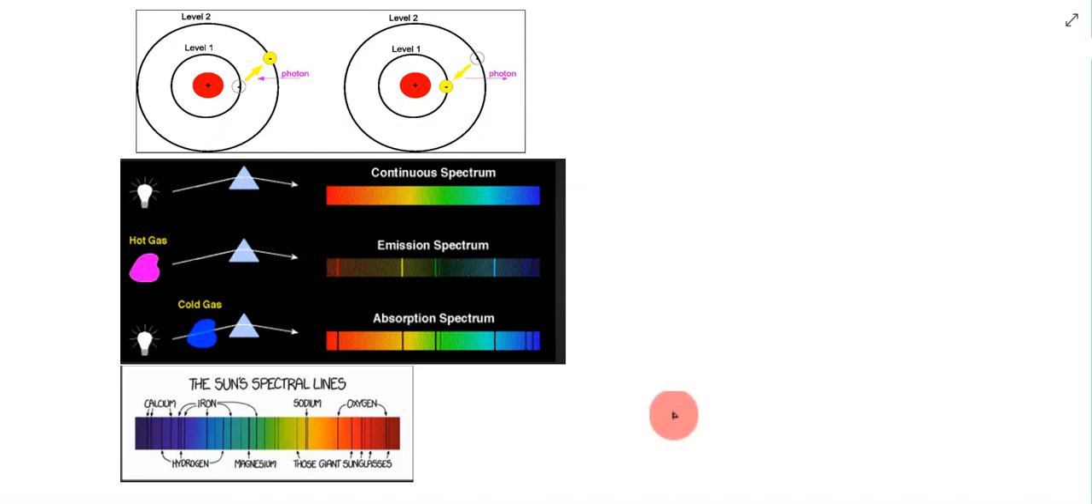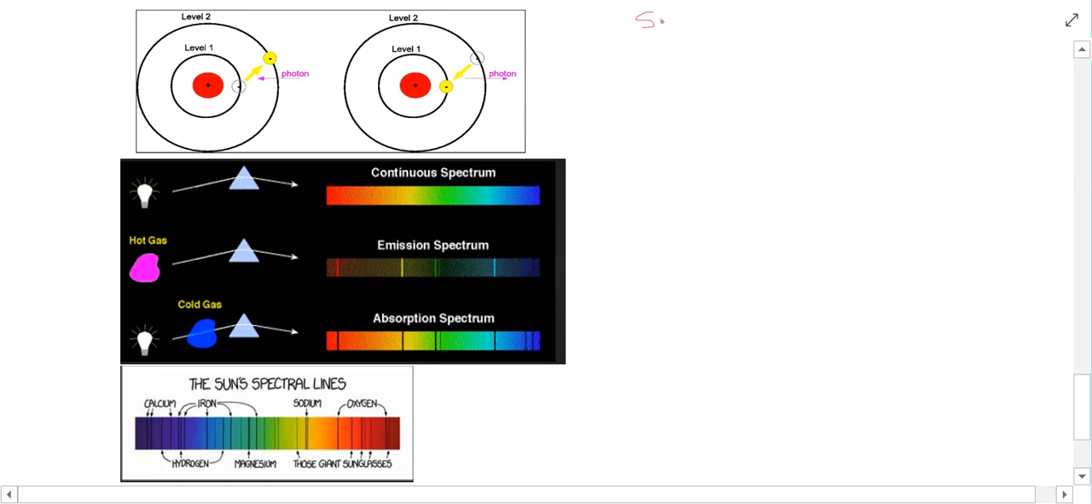Okay, so what I want to talk about in this lesson is this idea or technique that's known as spectroscopy. Spectra relates to light, and scopy kind of relates to looking at or measuring.